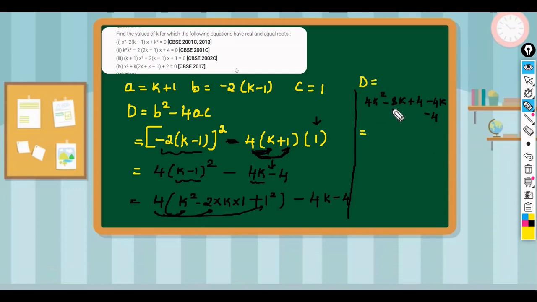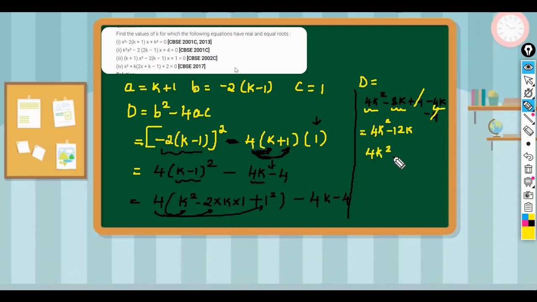So d is equal to, what's happening here? Look at the like terms, minus 8k minus 4k. So that will become minus 12k. And look at this now, 4k square it is, 4k square. Now look at this, minus 4 plus 4, both will get cancelled. So you have d equal to 4k square minus 12k. You have 4k square minus 12k as your d.